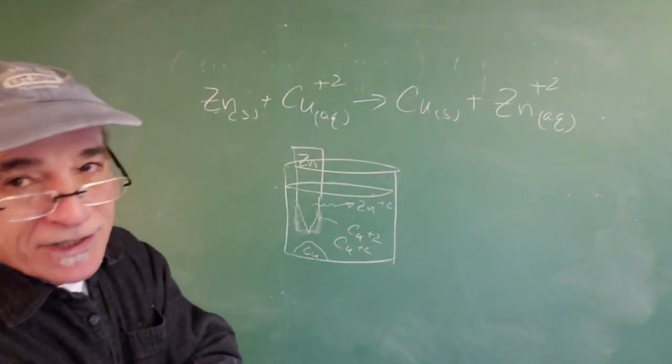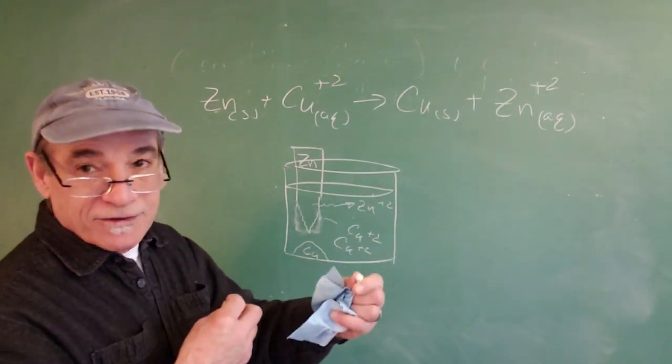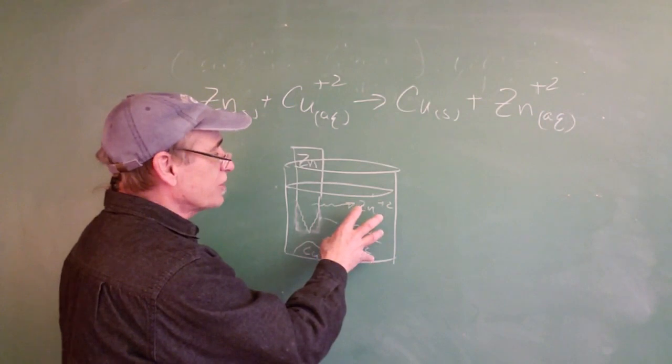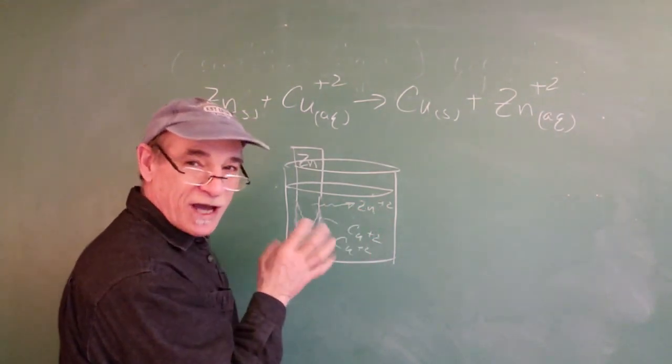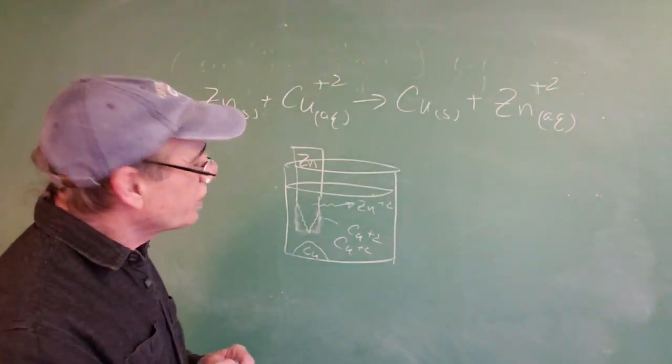The copper's picking up the electrons, the zinc's giving them up, and they're exchanging places. As a matter of fact, the blue color of that copper ion begins to diminish, and you see it get lighter and lighter in color because zinc is colorless, but those copper plus 2 ions are usually a nice blue in solution. Well, here's the problem.